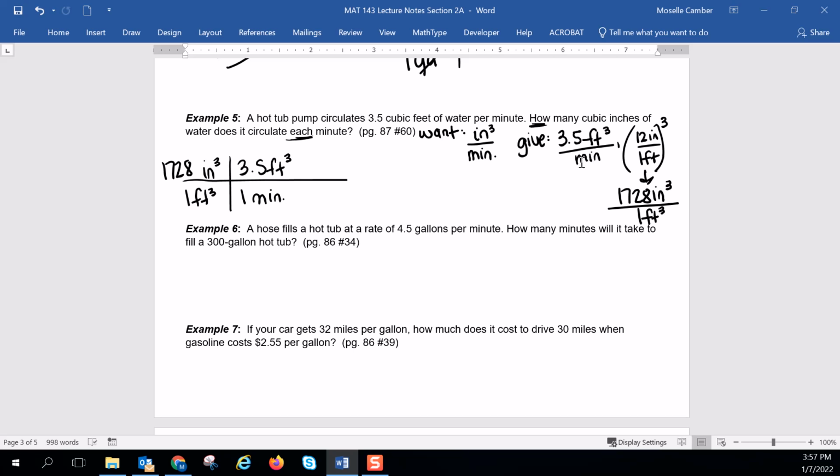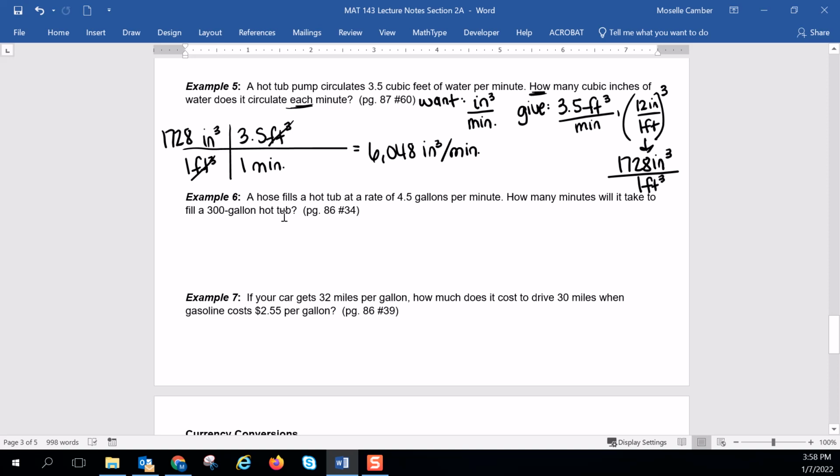And since this is part of a fraction, you can assume that there's going to be a 1 in front of that unit. So it's going to circulate 3.5 cubic feet per 1 minute. So the cubic feet cancel, and now I have inches cubed in minutes. So that's why I always start with the top, because at some point you're going to introduce a unit that will get you into the unit that you want. So we now have inches cubed per minute, which is what we want. So we just do 1728 times 3.5 to get 6,048 cubic inches per minute.